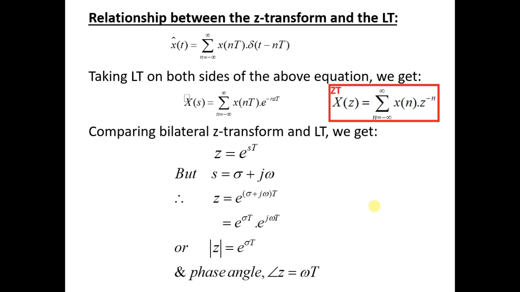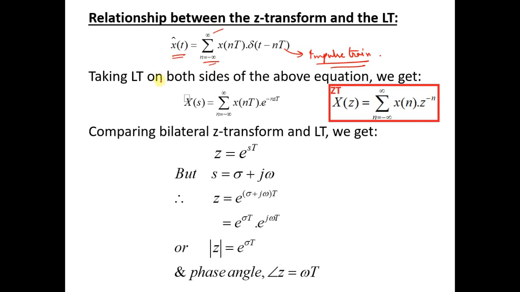Now the relationship between the z transform and the Laplace transform. Let's see what the relationship is. Suppose x cap (t) equals the summation for n equals minus infinity to infinity of x(nT) into delta(t minus nT). What is this delta(t minus nT)? We have already discussed it: the impulse train. Okay, so this is the thing.